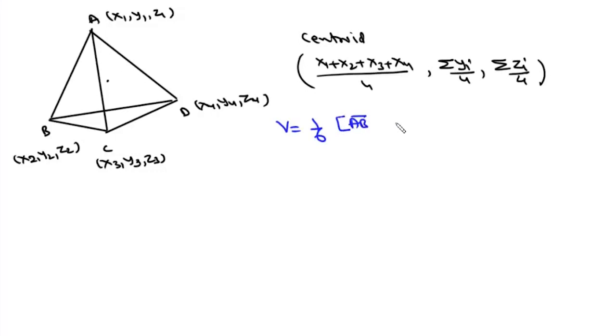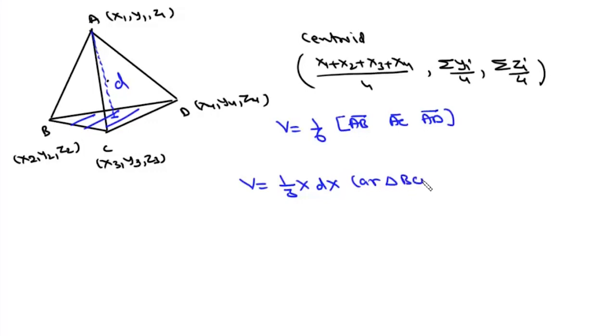So let it be AB, AC and AD. And we can also find this volume as 1 by 3 into any one perpendicular distance, say this D, into area of this base triangle. So in this case, area of triangle BCD, we can find it in terms of any distance, and we can choose any of these four triangles as base triangle.